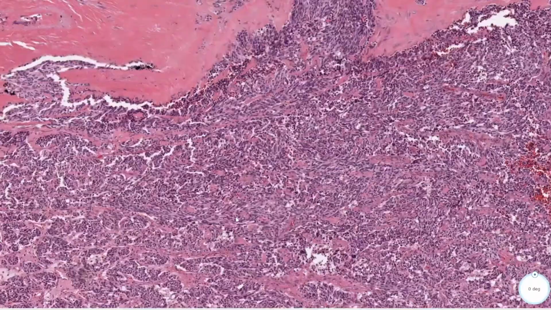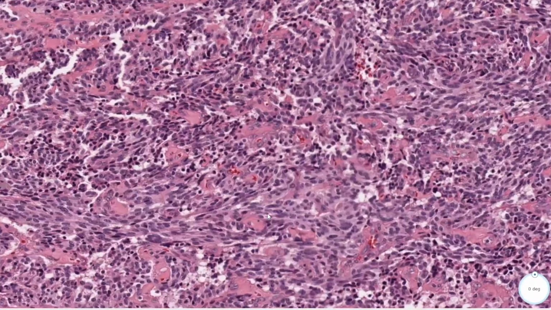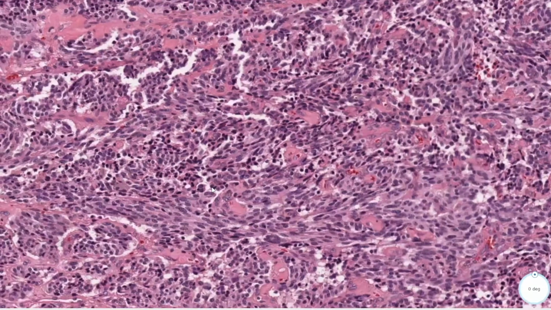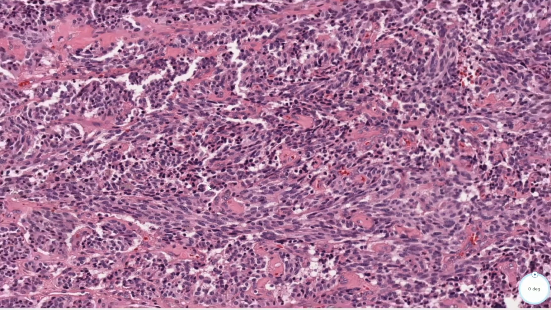Some of this does look a little bit more spindled, and that's another important point as carcinoid tumors in the lung can be quite spindled looking, especially in the peripheral lesions. And so if you get a spindled lesion, before you jump to some type of sarcoma, you should always consider, could this be a carcinoid tumor with a bit more of a spindle cell morphology?